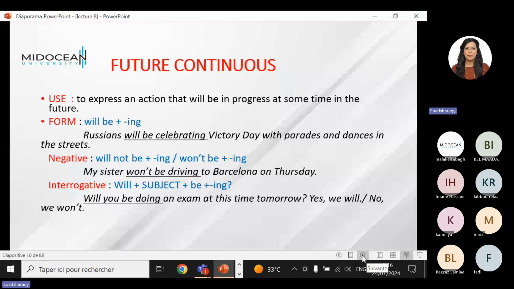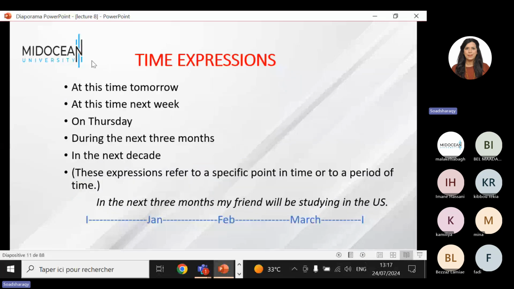Time expressions, examples. At this time tomorrow, at this time next week, on Thursday, during the next 3 months, in the next decade. So these expressions refer to a specific point in time or to a period of time. For example, in the next 3 months, my friend will be studying in the United States. Okay?